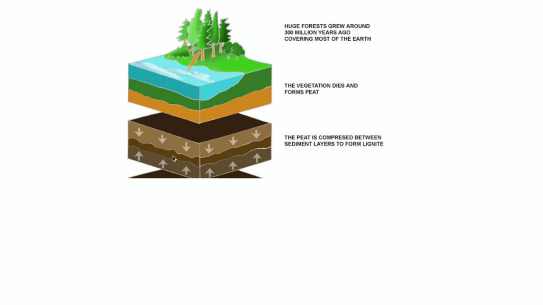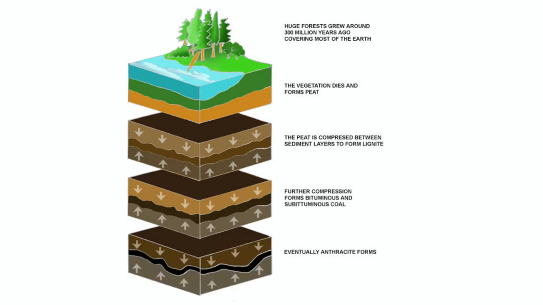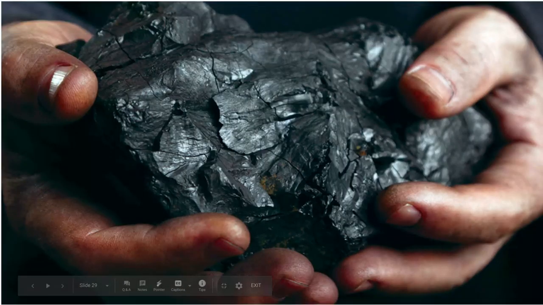And so now you've got a layer right here that is being compacted. So it's very highly organic matter being compacted, and that will form a substance called lignite. Years and years of more and more pressure, and you can get a type of coal called bituminous or subbituminous coal. And then after a lot more time and a lot more compaction, you can get a very condensed form of coal called anthracite.